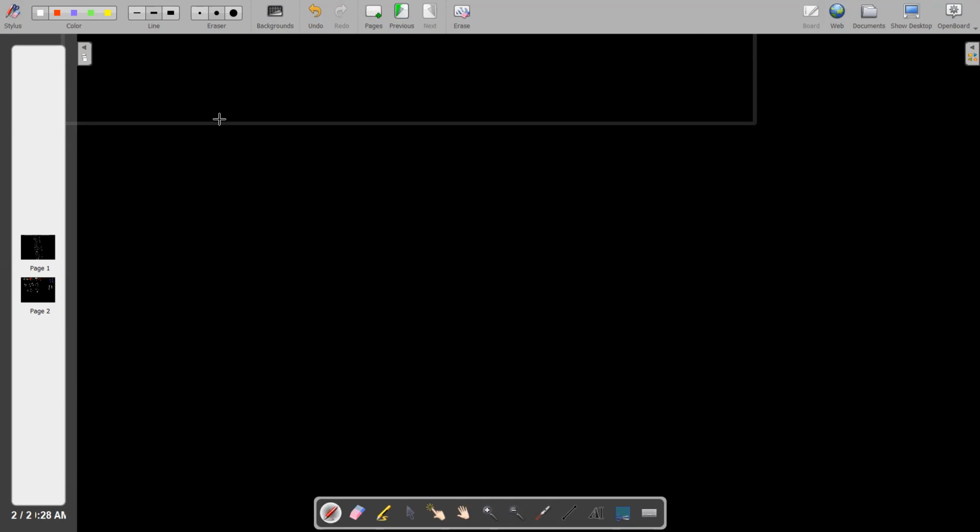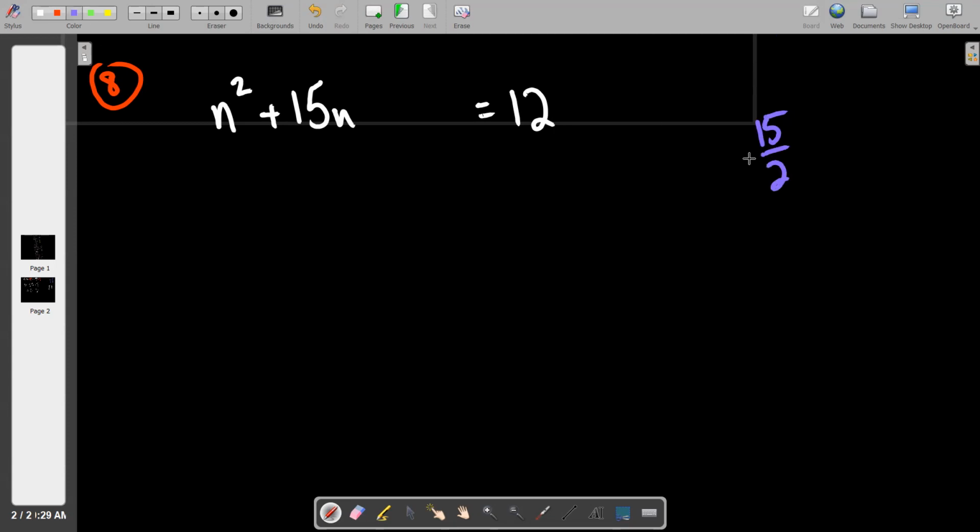Let's do number 8. So I'm going to leave the n squared right there. What else am I going to change? Yeah, we're going to bring that negative 15n across as a plus 15n. And then, of course, I'm going to move that 12 over. And there it is. Foundation set. And the algorithm, the repeated process begins. What is half of 15? What is 15 halves squared? Dope. So let's add 225 over 4 to both sides.